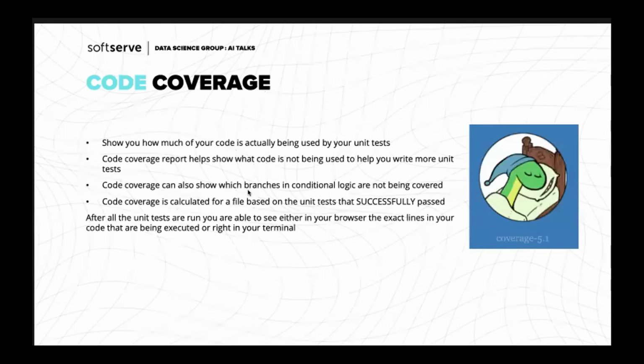If we are talking about how to calculate code coverage, I need to draw attention to the tool coverage. It helps to calculate code coverage based on the count of tests which you developed for each of the functions in your module. Also, code coverage can show which branches in conditional logic are not being covered. It also helps to generate reports in different formats like HTML, JSON, PDF, and others.